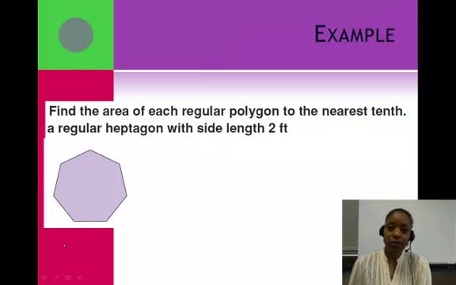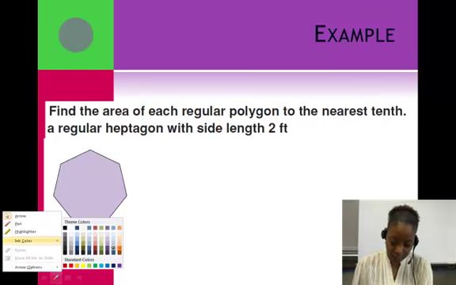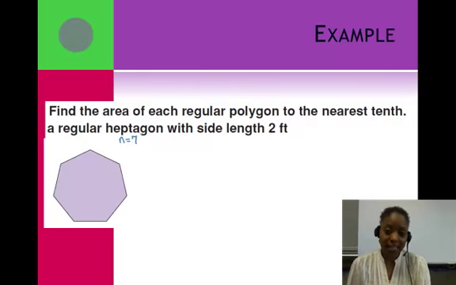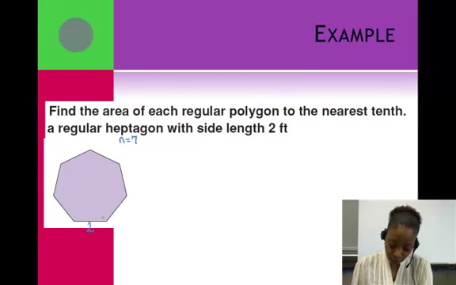All right, so let's use that formula to find the area of this regular polygon to the nearest tenth. It's a regular heptagon, so because it's a heptagon, we know it has 7 sides, so we know that n equals 7. Just going to put that in there. And we know that the side length of this heptagon is 2. So this is 2 here.